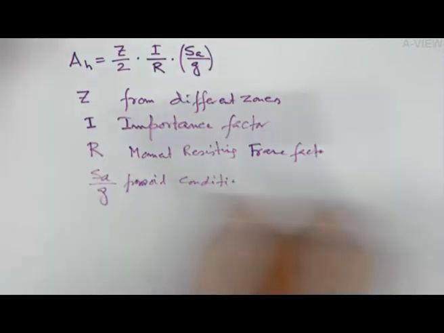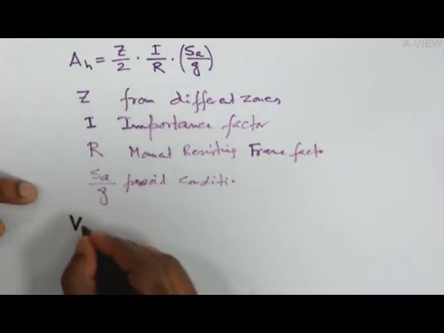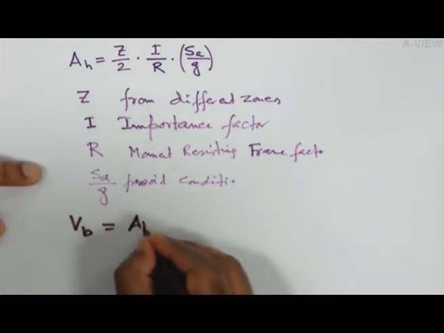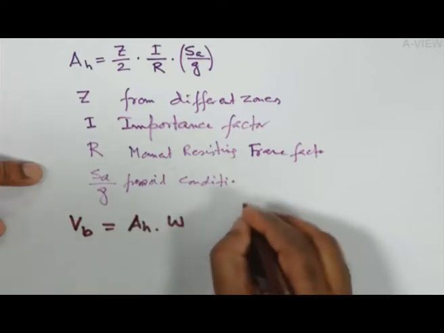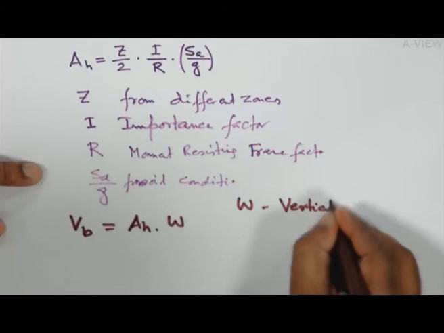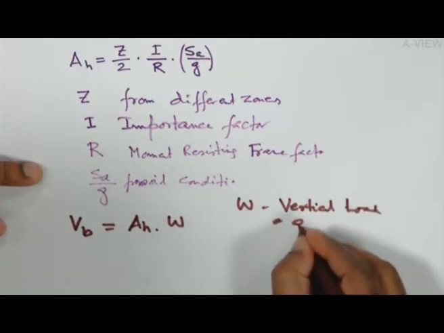Then what we shall do is that VB will be equal to AH into W. W means vertical load or gravity load.